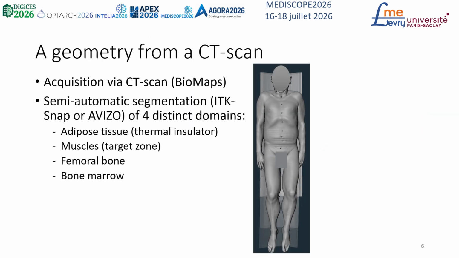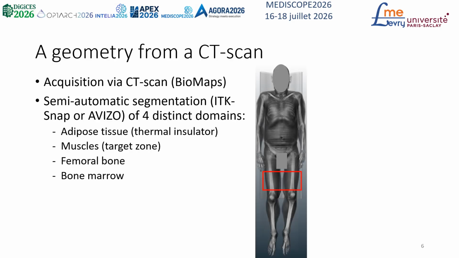Our first work on an exact geometry was possible thanks to the Biomaps laboratory, which was able to provide us a real CT scan. From the voxel CT scan, we segmented the real geometry into recognizable domains. Two methods were used, ITK-SNAP or Avizo. For our thigh geometry, we mainly find four domains: adipose tissue, muscle, femoral bone, and bone marrow.